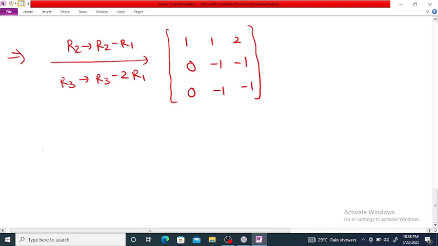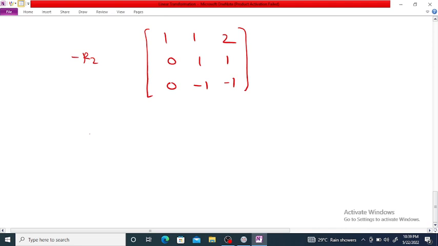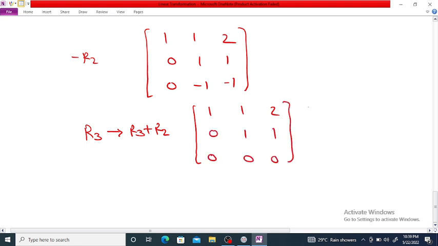Now multiply the second row by minus 1, we get [1 1 2; 0 1 1; 0 -1 -1]. And now finally, we use a row operation, R3 equals R3 plus R2, we get the matrix [1 1 2; 0 1 1; 0 0 0]. Now this matrix is in row echelon form.